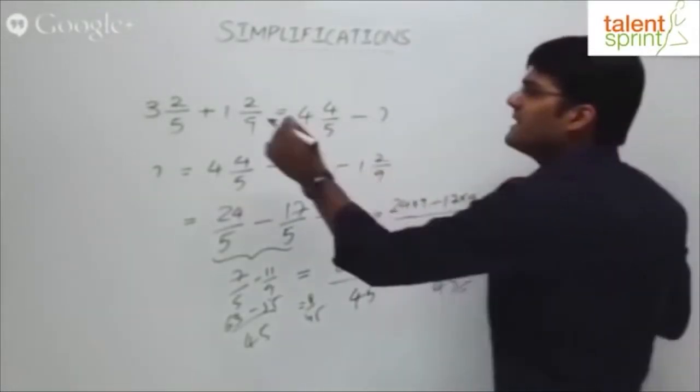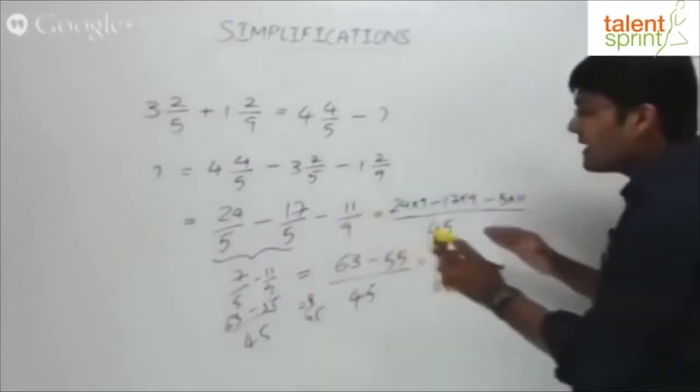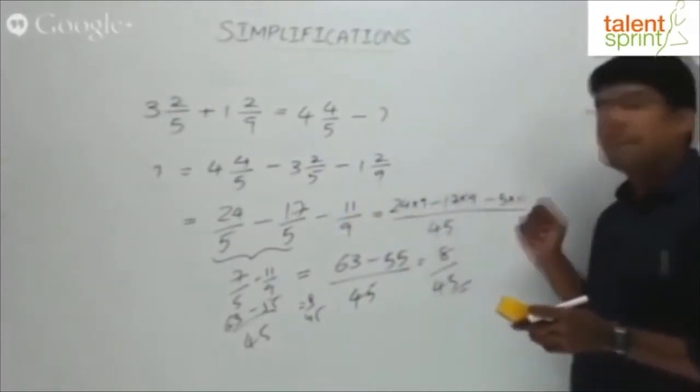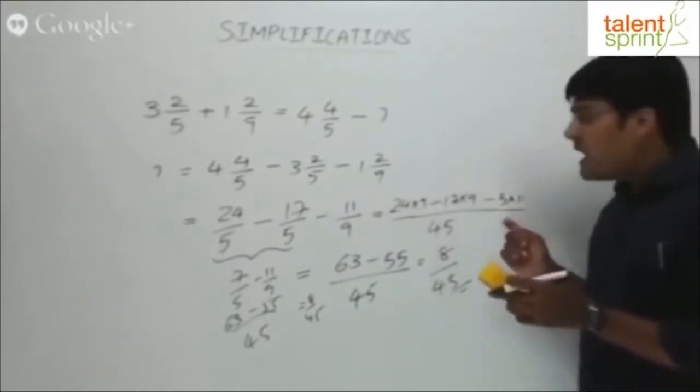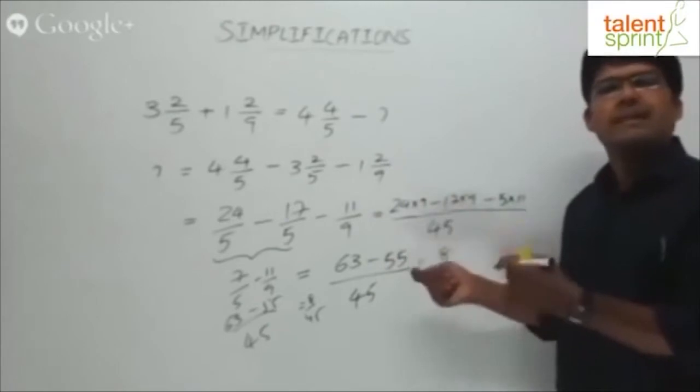take this 3 2 by 5 as 3 plus 2 by 5, or I'll try to simplify from this step. Just remember what kind of calculation you have done here. 24 into 9, 17 into 9, 5 into 11, right? And here we are able to take 9 common. So it was easy. 24 minus 17, 7 into 9.